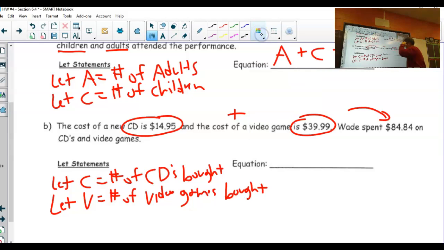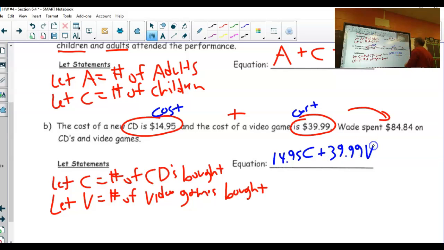And then my equation would be the cost of all the CDs, right? So the cost of all the CDs would be $14.95 times C, which is how many I bought. And the cost of all the video games would be $39.99 times V, which is the number of video games I bought. So if this is the cost of all the CDs and this is the cost of all the video games, and I know that those costs all add up to $84.84, that gives me a valid equation.